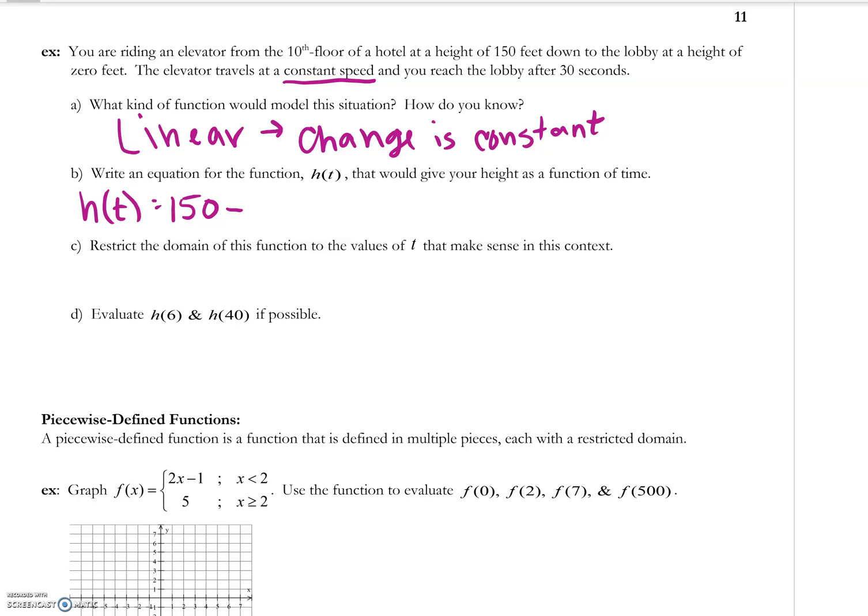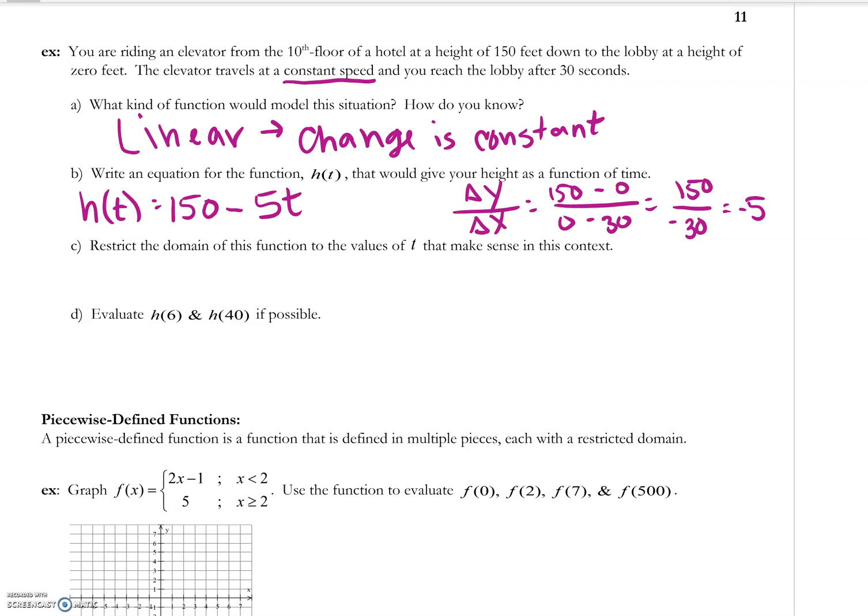So I can use my average rate of change formula, change in y over change in x. I know that two of my x values are 0 and 30 from where I start to where I end, from 0 seconds to 30 seconds. At time 0, I'm up at 150 feet, and at 30 seconds, I'm at the bottom, 0 feet. So when I do this subtraction, I get 150 over negative 30. 150 divided by negative 30 is negative 5. So my slope here would be negative 5 times t.